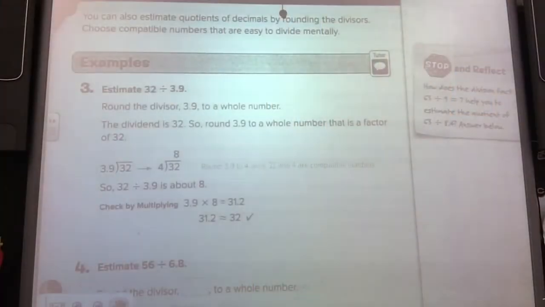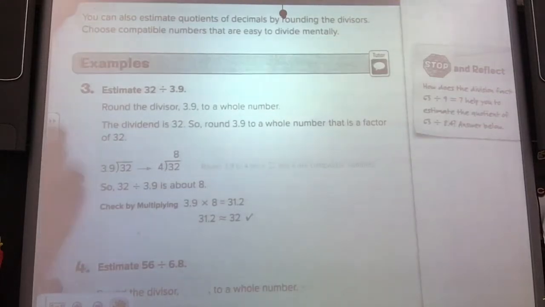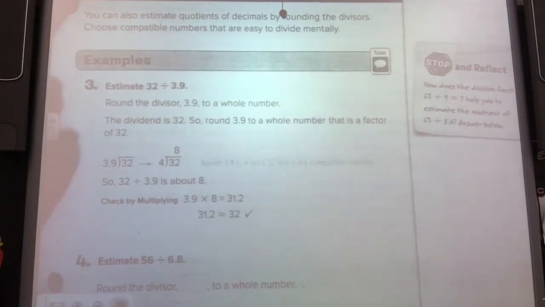All right, part 2 talks about estimating. Again, you can also estimate quotients of decimals by rounding the divisors. Choose compatible numbers that are easy to divide mentally. 32 divided by 3.9. We're going to round this to a whole number.